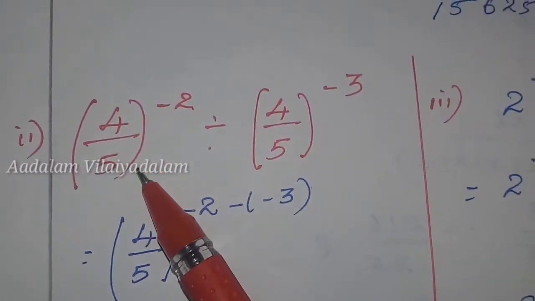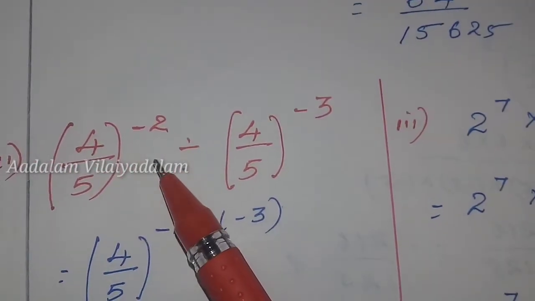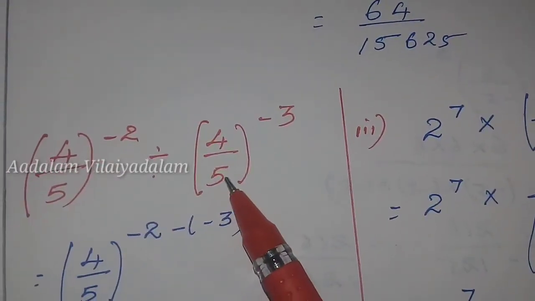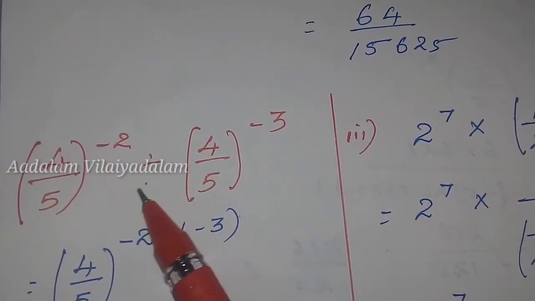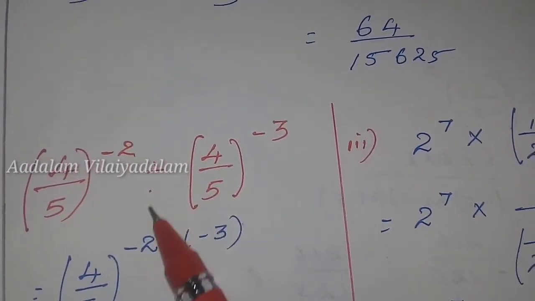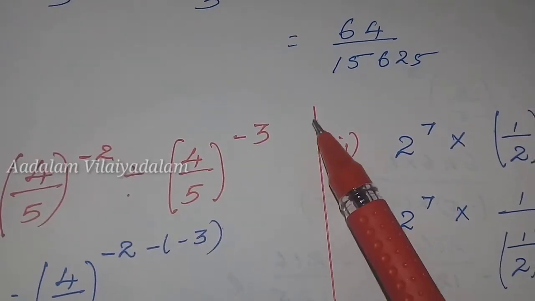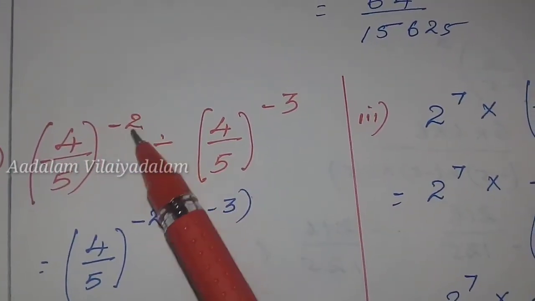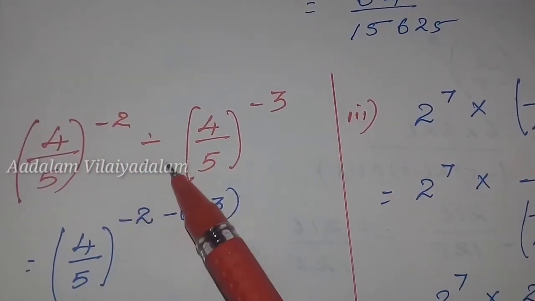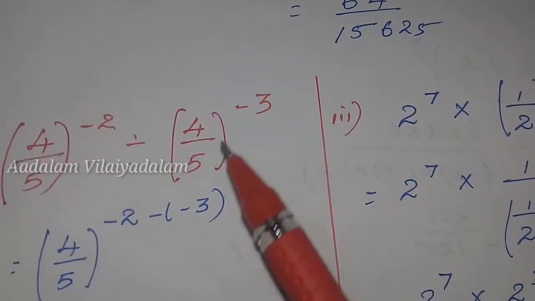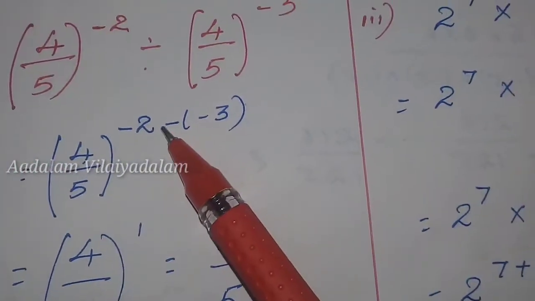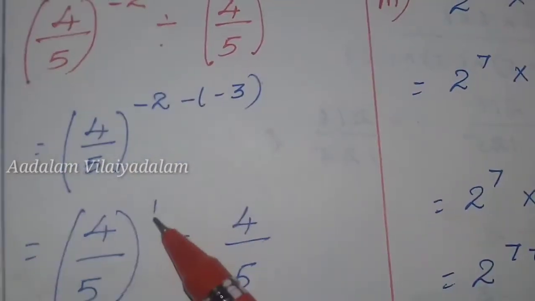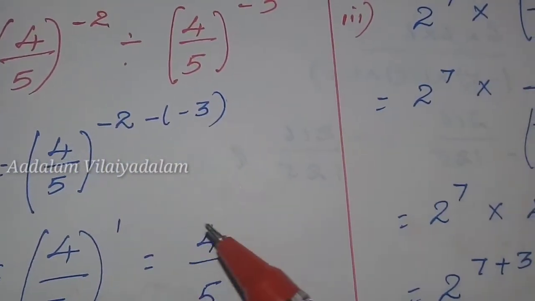Second question, 4 by 5 whole power minus 2 divided by 4 by 5 whole power minus 3. Here the base is same, power is different, under division only. So a power m divided by a power n equal to a power m minus n. So 4 by 5 is the value, the first power is minus 2, and we should subtract the power in division. So minus, the second power is minus 3. So 4 by 5 whole power minus 2, here minus into minus is plus. So 3 minus 2, the answer is 1. So 4 by 5 whole power 1 means 4 by 5.